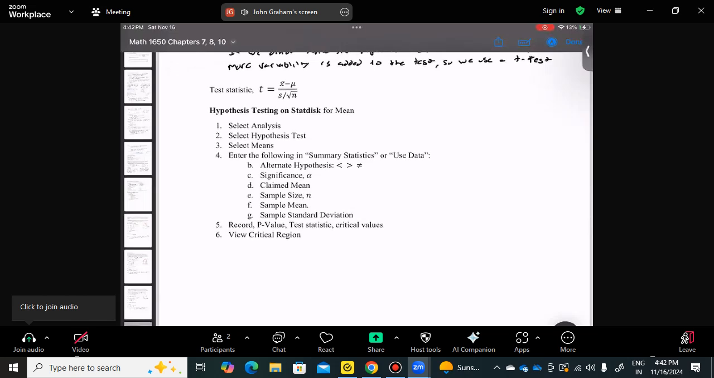All right, we will be using hypothesis testing on StatDisk. We have to go to analysis, hypothesis test, and select means. And then we may use summary statistics, or we may just use the data, which allows us to not have to input so many numbers, but we would have to import all the data for that matter. We're going to record the p-value, test statistic, and critical values, and then view the critical region.